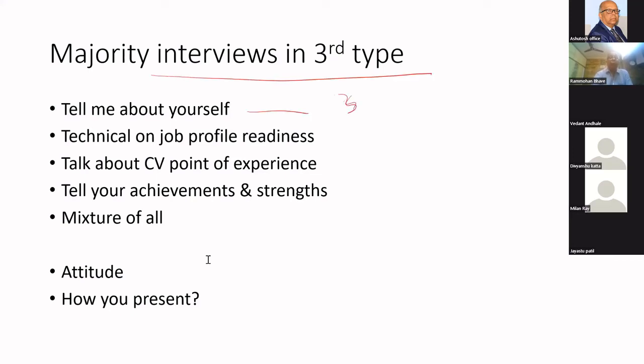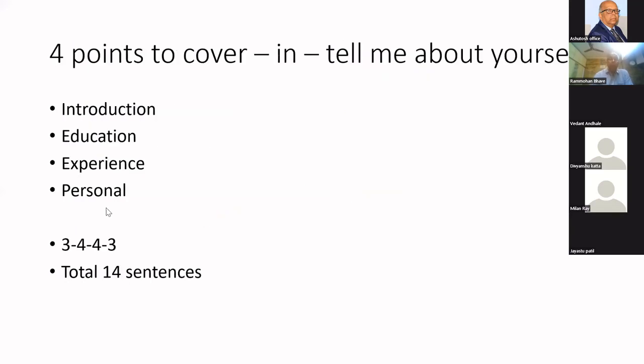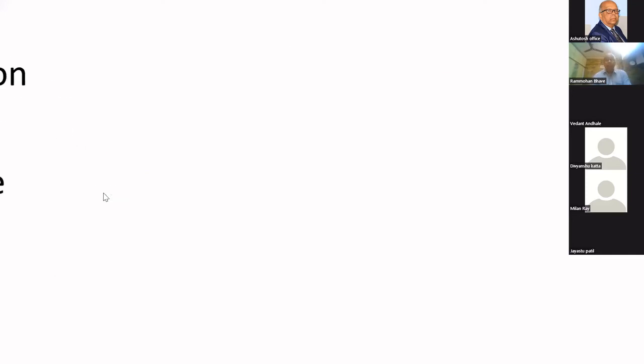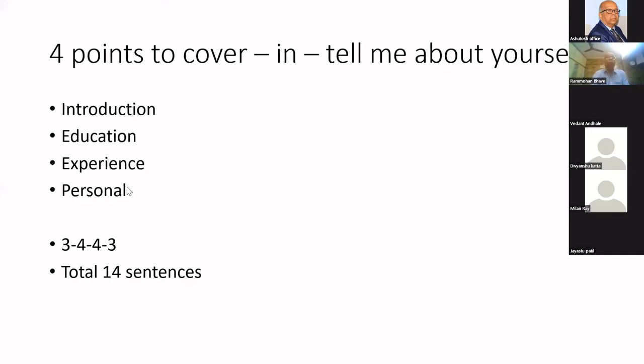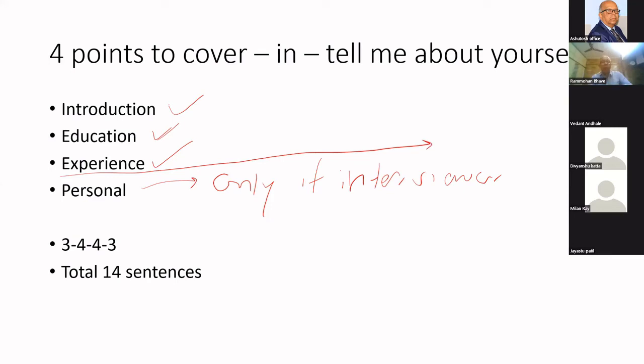I'll come to this. So technical, it is CV points, job experience, achievements, and a mixture. Introduction, three sentences. Education, four sentences. Experience, four sentences. Personal, only if the interviewer is still eager to hear you. Sometimes he may stop. You might say, I have two brothers, one of them is a chartered accountant. If he is not showing any interest, or if he breaks you and starts going into question and answer, stop. There is no need to say all 14 sentences.